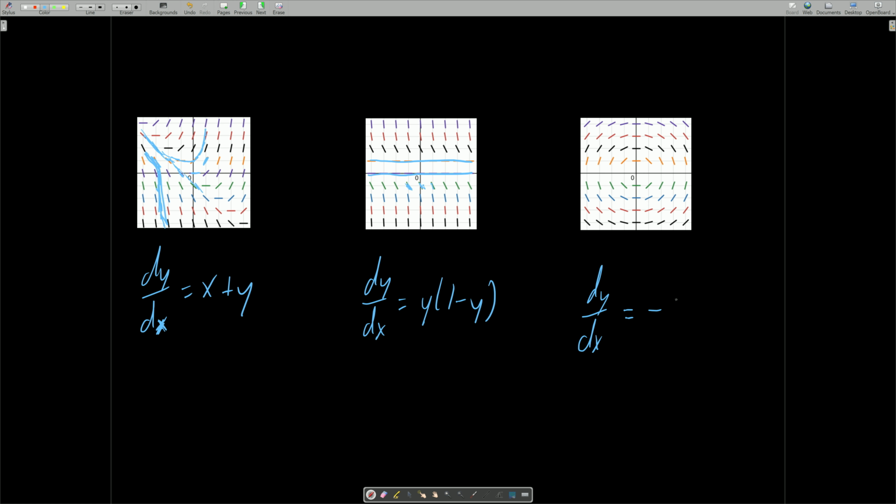Now this one is negative x over y. Notice that this looks like it can make a circle. This is more of a circular slope field. It's negative x over y.